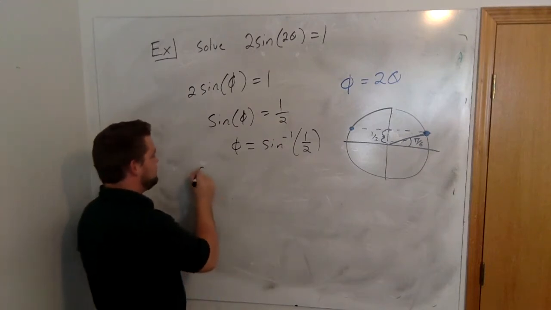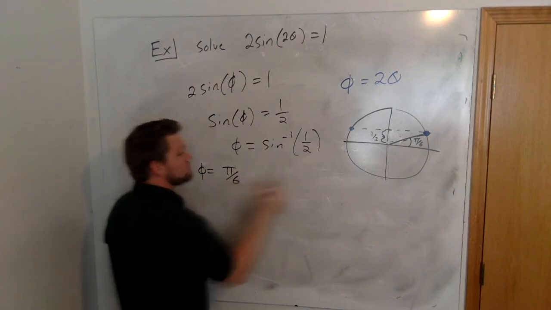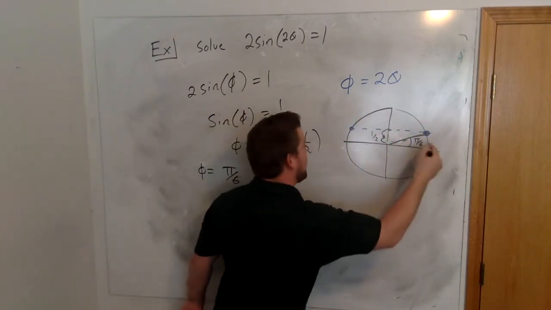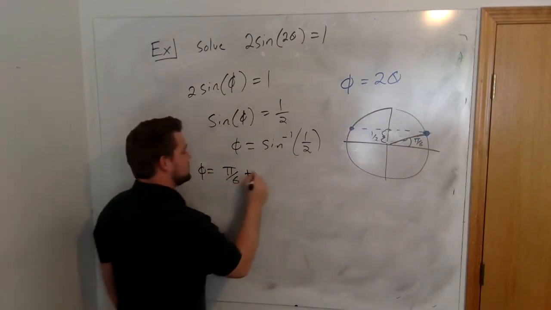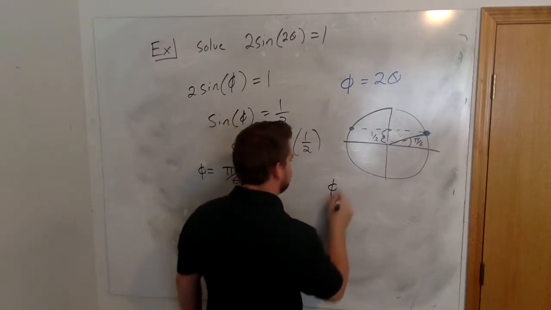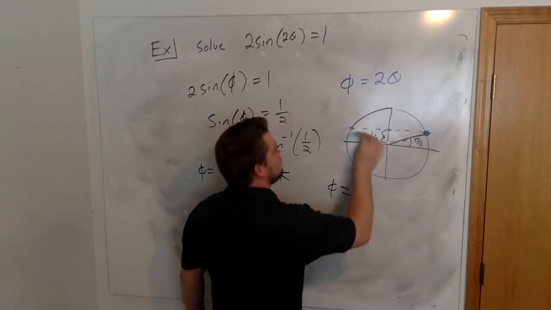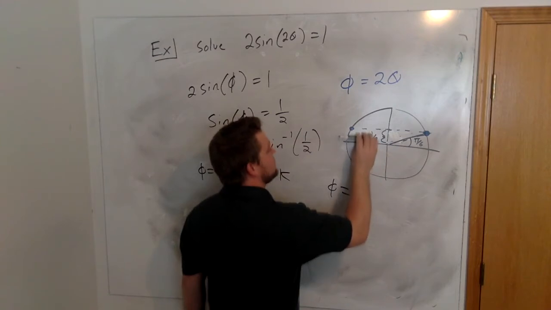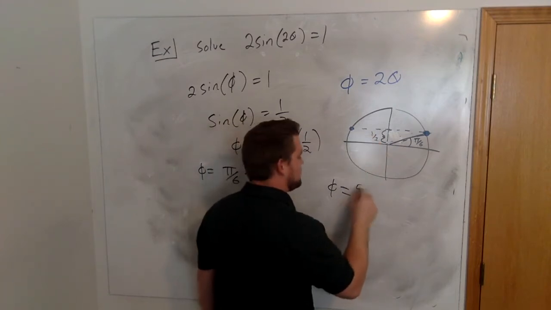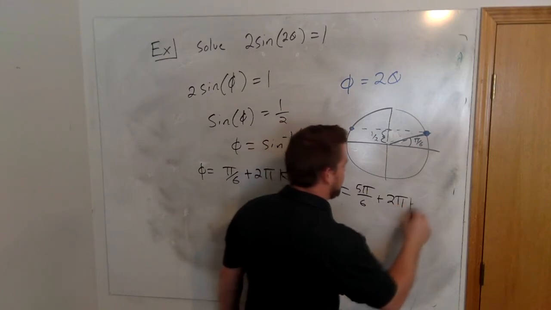So we have that phi could be pi over 6, but any 2 pi multiple of that, plus 2 pi k. But we also have that phi could be equal to, how about we take pi and subtract a pi over 6, or think about 6 pi over 6, which is the same as pi, and take away a pi over 6. So we'll be at 5 pi over 6 plus 2 pi k.